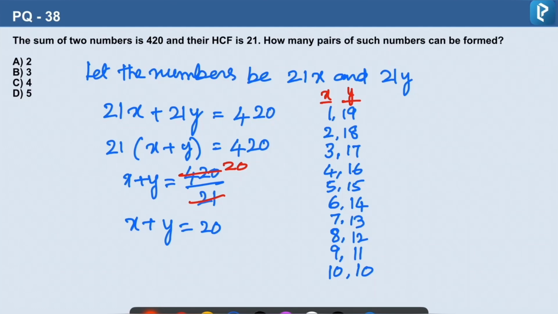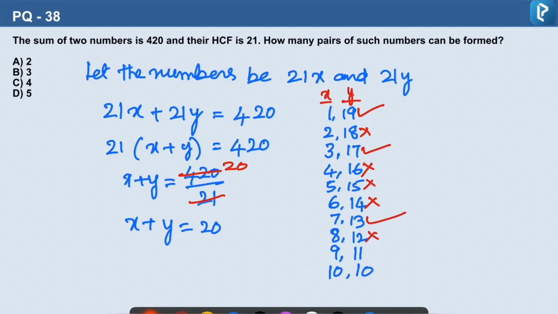So here, let us find out the values of x and y which are co-primes. So here 1 and 19, they are co-primes. So x and y can be 1 and 19. They cannot be 2 and 18 because they are not co-primes. x and y can be 3 and 17, they are co-primes. 4 and 16 cannot be co-primes. 5 and 15 are not co-primes. 6 and 14 are not co-primes. 7 and 13 are co-primes.